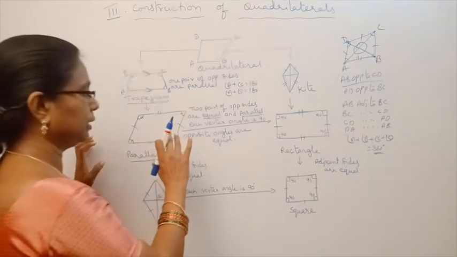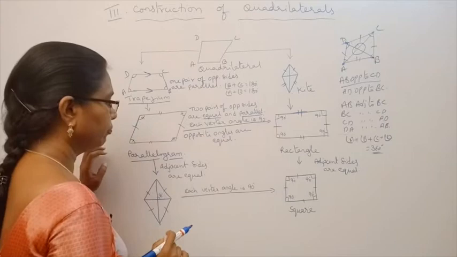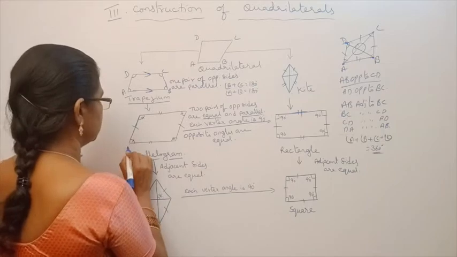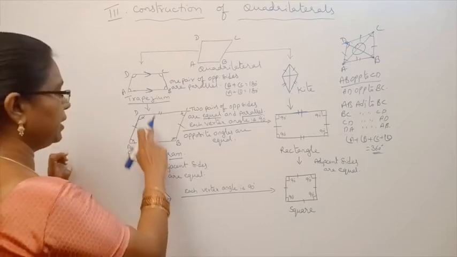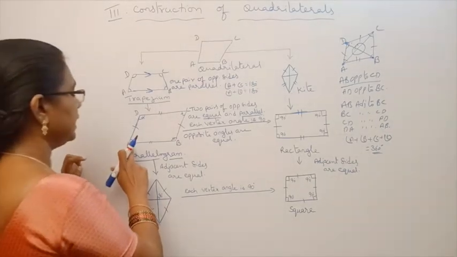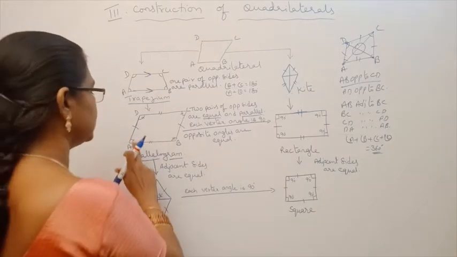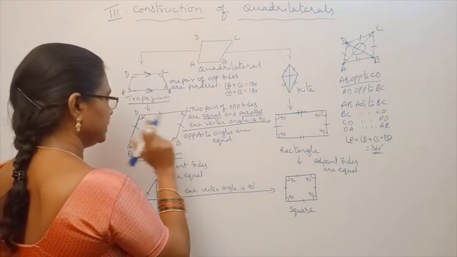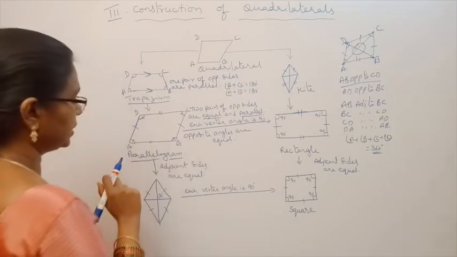If in this parallelogram the adjacent sides are equal, it becomes a rhombus. How? Now in this, opposite sides are equal, suppose A, B, C, D. In a parallelogram, AB equals CD, BC equals AD. If adjacent sides are equal, that means AB is equal to BC, so all four sides are equal. AD is equal to BC.